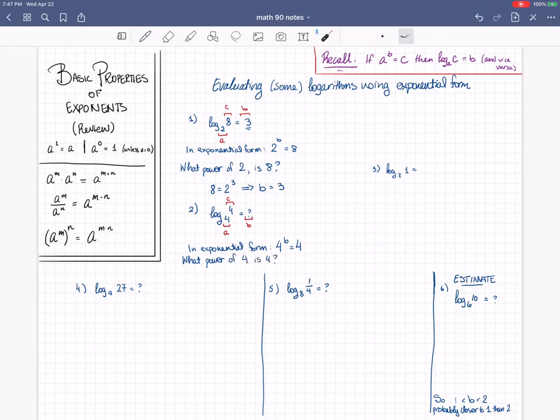And so here I'll direct your attention to our basic properties of exponents over here. Our very first property says, if you take a number and you raise it to the first power, you get the number itself. So that means 4 to the first power is 4. And thus B is 1. So if we go back over here with our little eraser, we can say log base 4 of 4 is equal to 1.